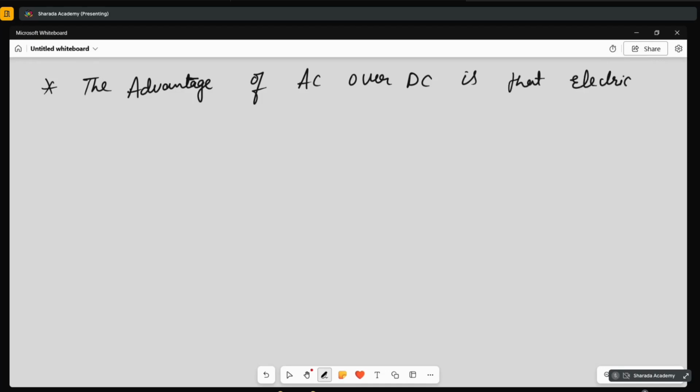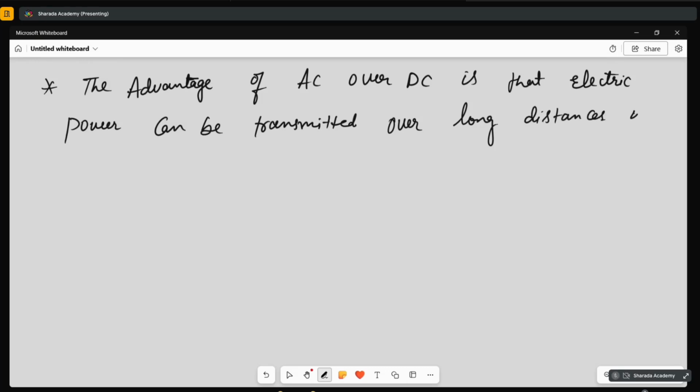The advantage of AC over DC is that electric power can be transmitted over long distances without much loss of energy.